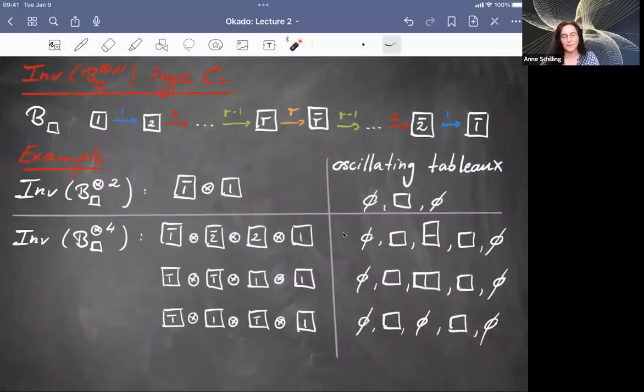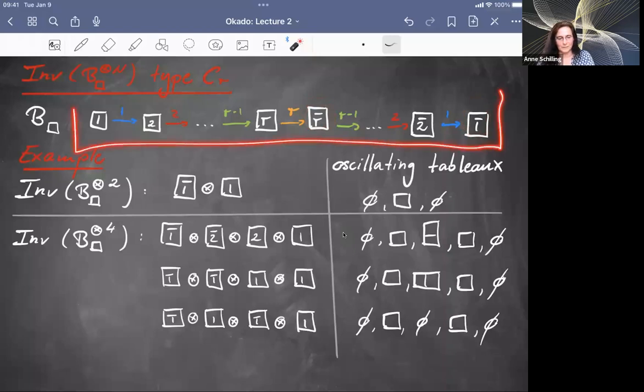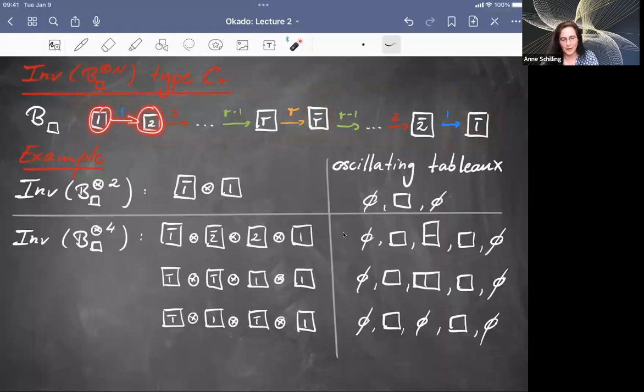Let me look at the vector representation for type CR. In this case, the vertices of my crystal are again single boxes, and now they can be filled with the numbers from 1 up to R and R bar up to 1 bar. This is the crystal for type CR for the vector representation. In particular, F1 takes 1 to 2, F2 takes 2 to 3, and so on. And then my FR operator would make an R into an R bar.